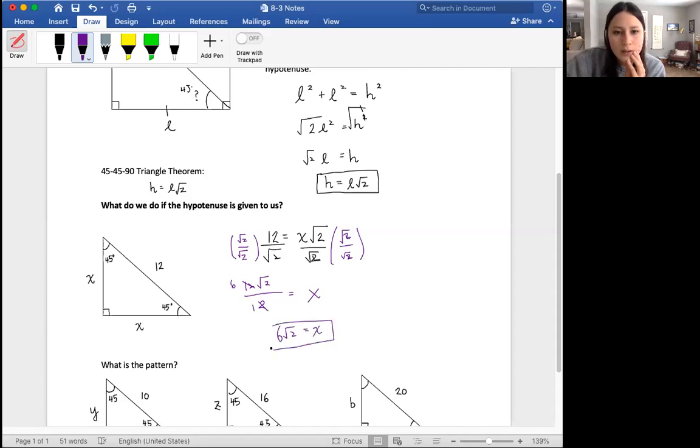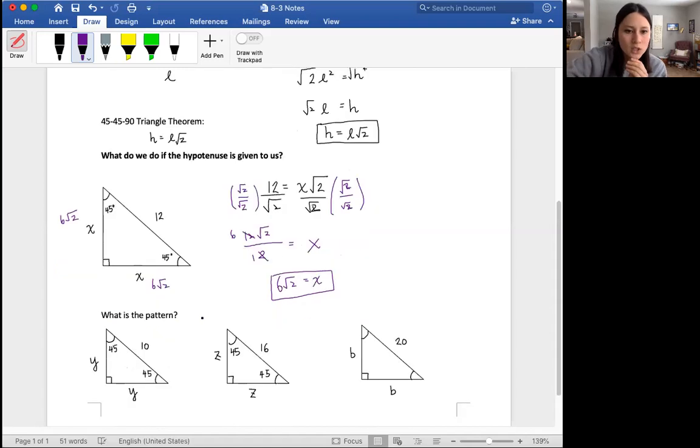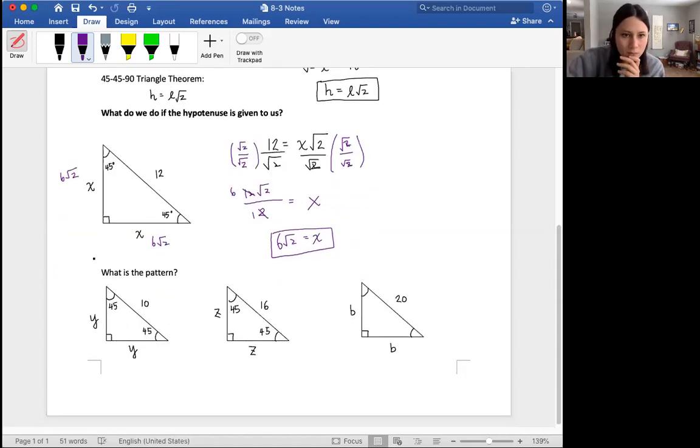Okay, what do you notice about 6 and 12, those two numbers? 6 is just half of 12, right? So x is 6 times square root of 2. So we realize if we do this a few times, we could try it on this one here, I think I'm going to get half of what the hypotenuse is times the radical of 2 as my leg. So that's another thing that's interesting.